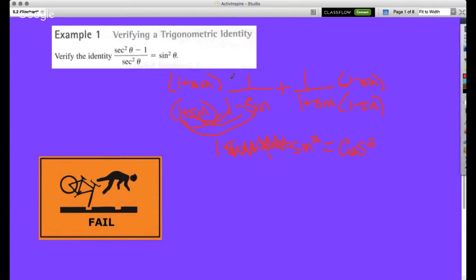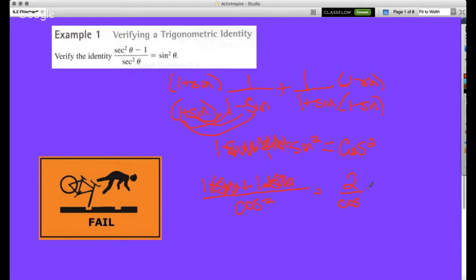On the top, we have 1 plus sine, and over here, 1 minus sine would be times this side. So we're going to keep that there, so we have plus 1 minus sine. This is all over 1 minus sine squared, but we already figured out that was cosine squared. As I keep progressing, you'll notice the 1 plus 1 would be 2, the sines cancel, so I'm going to have 2 over cosine.